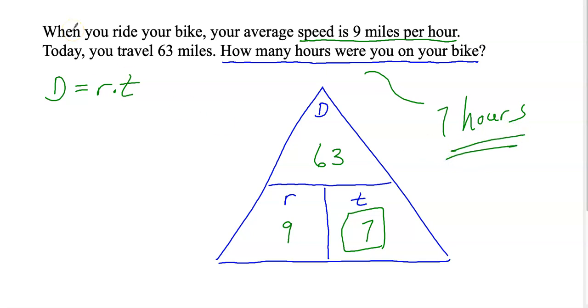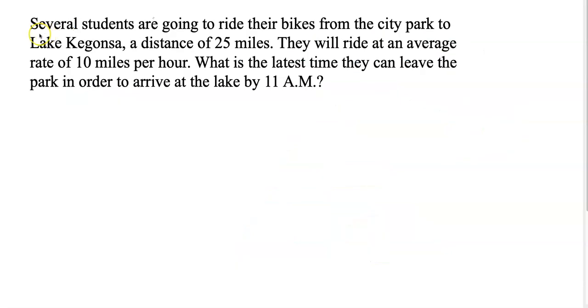Let's look at another problem here. It says several students are going to ride their bikes from the city park to Lake Kaganza, a distance of 25 miles. They will ride at an average rate of 10 miles per hour. What is the latest time they can leave the park in order to arrive at the lake by 11 a.m.? Again, this is a distance equals rate times time problem, right? So let's set this up.